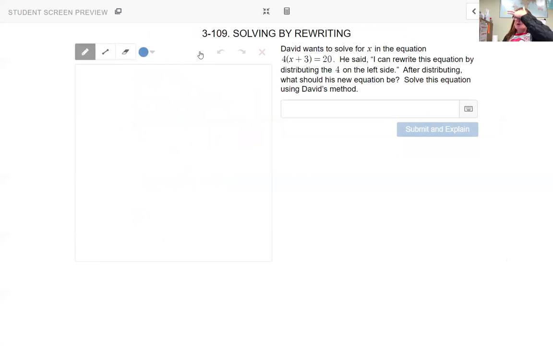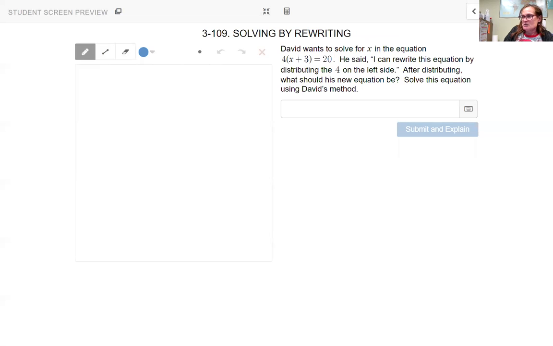All right, David wants to solve for x in the equation 4 times x plus 3 equals 20. He said, I can rewrite this equation by distributing the 4 on the left side. After distributing, what should his new equation be? And then solve this equation. Okay, so that's the rainbow method.